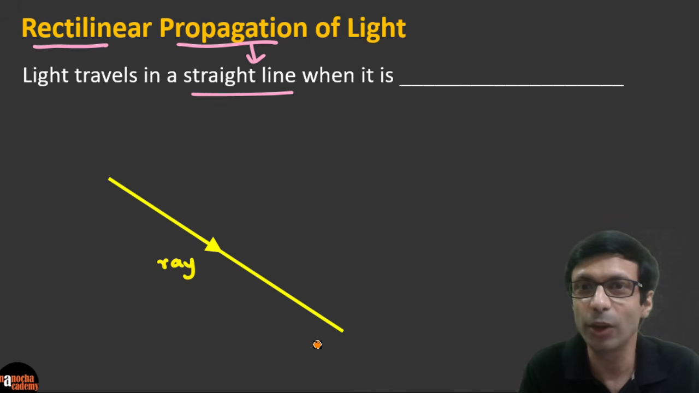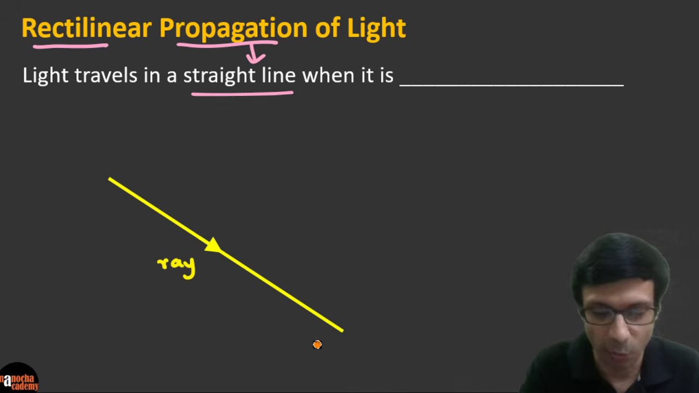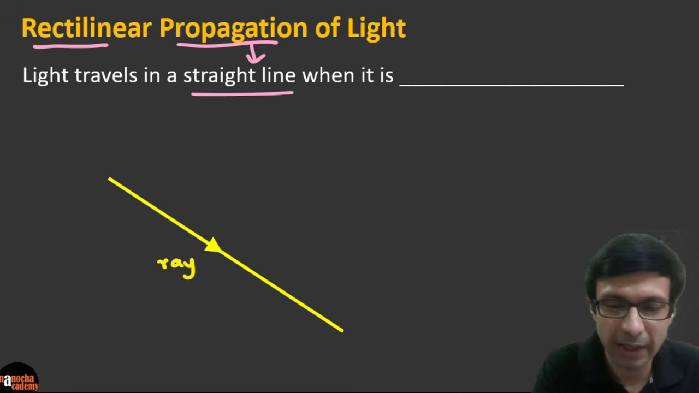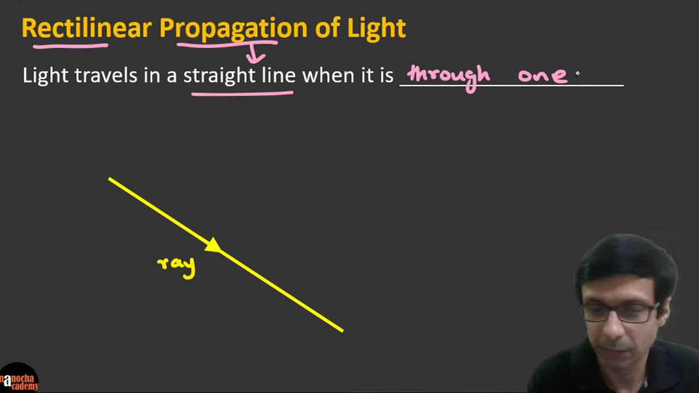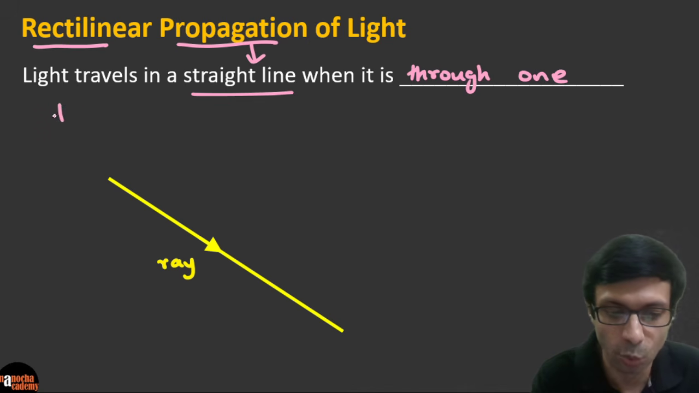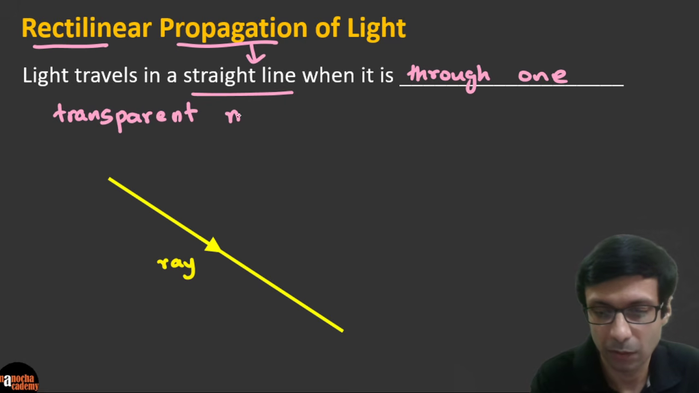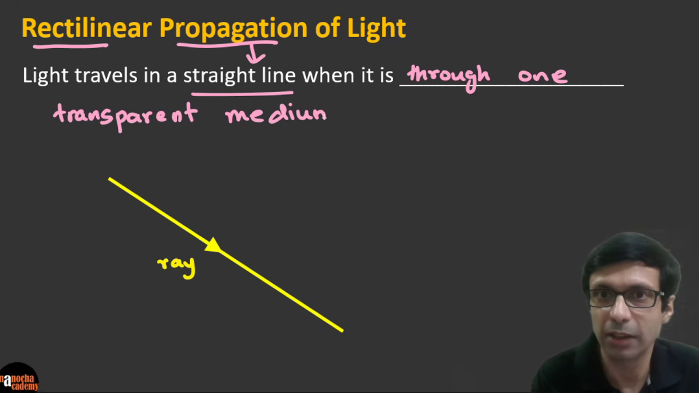So when light is going through a single medium, or when light is traveling through one transparent medium, then it travels in a straight line.